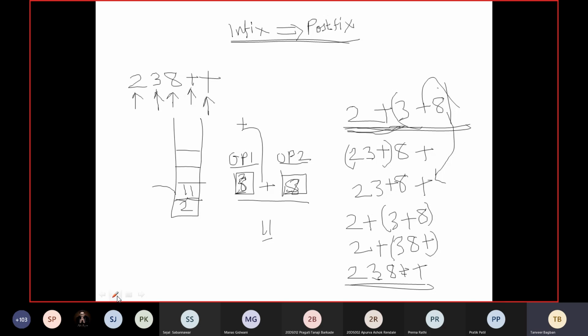So let us remove this. Okay, so the top is taken in OP2. So 11 is taken in OP2. So now 11 is popped and 2 is taken in OP1. Now 2 is also popped. Now what do you get? 2 plus 11. 2 plus 11 is 13.